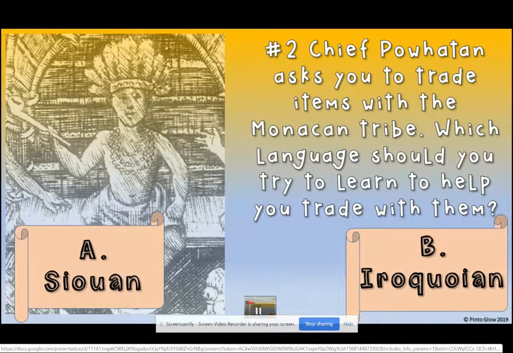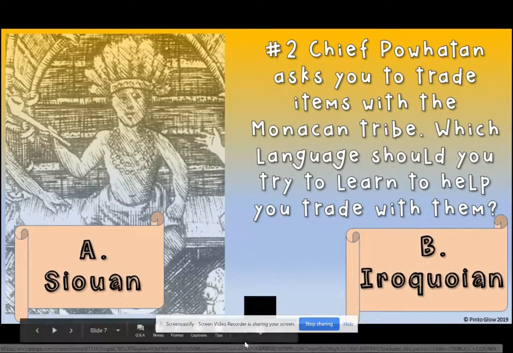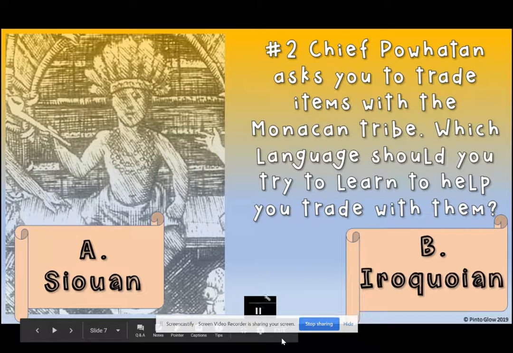Number 2, Chief Powhatan. If it's flipping like this, it's wrong. So another problem is that if it doesn't load and students are trying to click. I'm going to pause that.